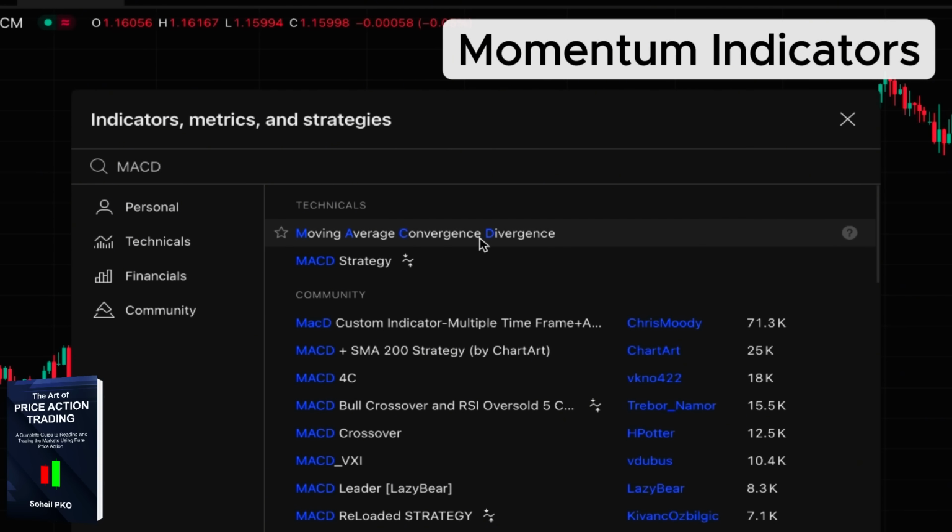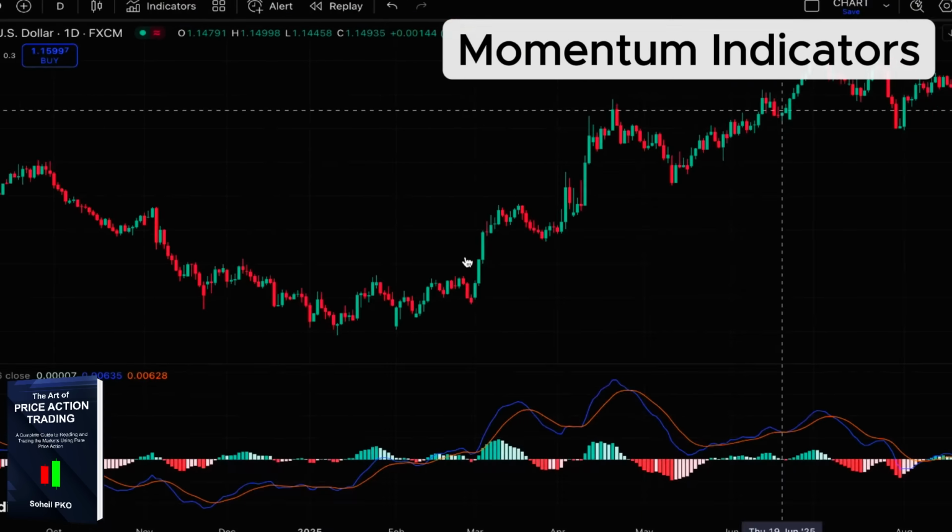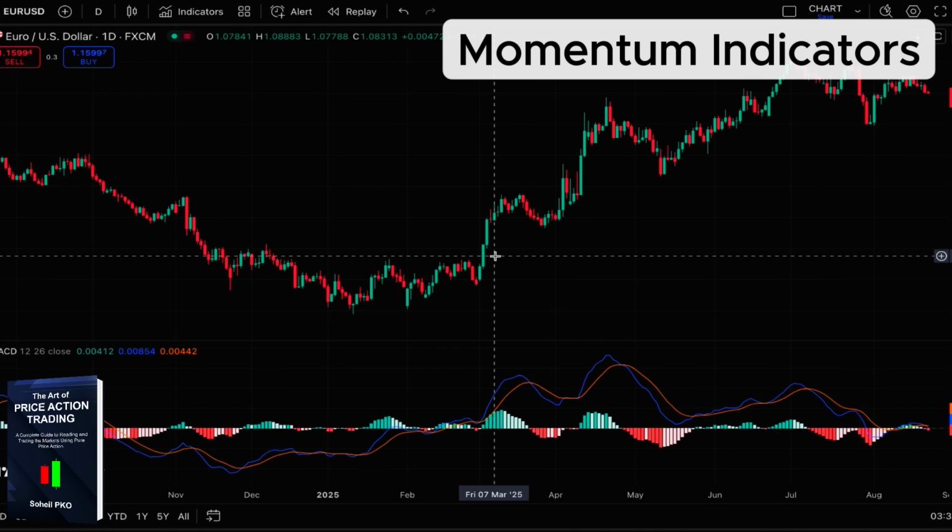This one, moving average convergence divergence. And definitely you know this indicator. MACD is built based on exponential moving averages, and it's useful for trend identification and momentum changes within a trend. MACD is also used for identifying divergences for spotting reversals.